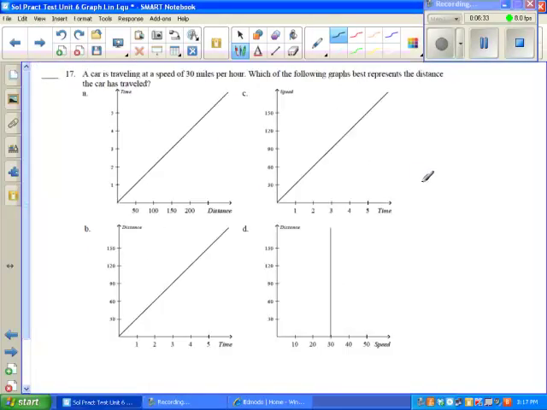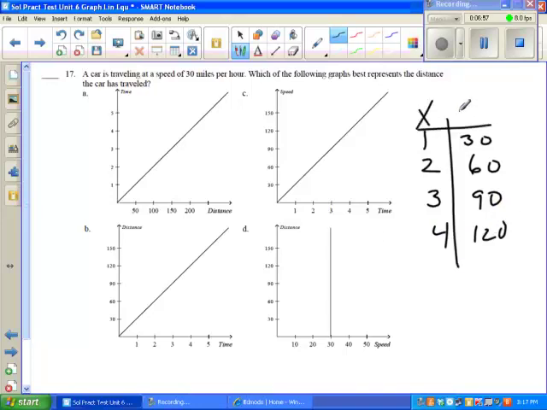A car is traveling at a speed of 30 miles per hour. Which of the following graphs best represent the distance the car has traveled? So basically every hour the car travels another 30 miles. So first hour, 30 miles. Second hour, 60 miles. Third hour, 90 miles. Fourth hour, 120. Well, what did I just make? Hopefully some of you said you made an x and y t-table. So now I can just go and look for the graph.